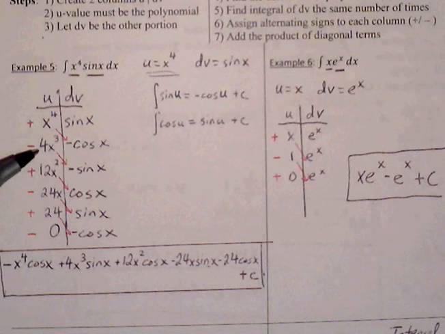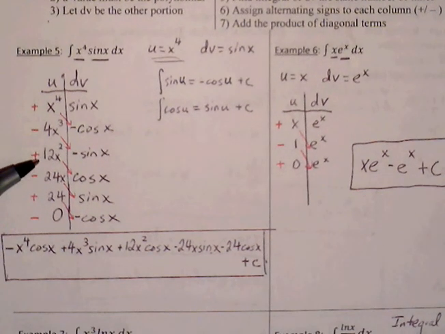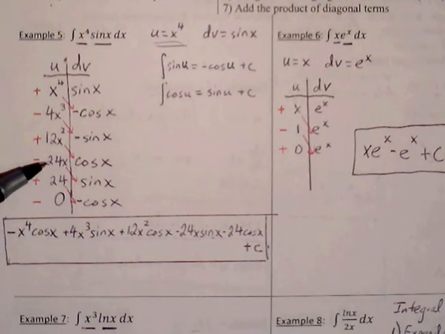We find the derivative again, multiply the 3 times 4, subtract 1, so we get 12x squared. Bring down the 2 again, we get 24x. 24x becomes 24. And finally, the derivative of a constant will bring us to 0.